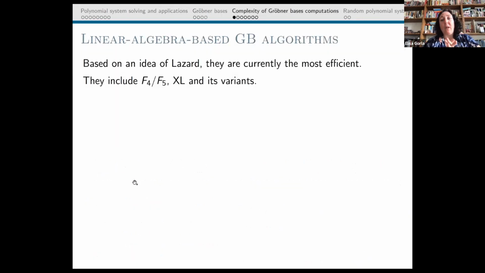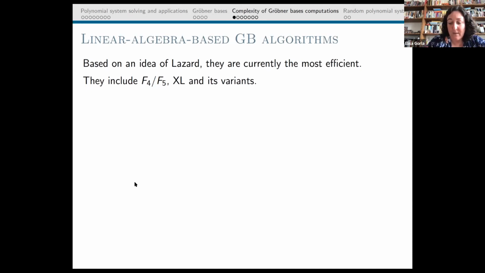Now, how do we compute a Groebner basis then? If we imagine being the attacker who wants to compute the solutions of a system, in order to have the solutions of the system, they could compute a Groebner basis. So how do we compute a Groebner basis? That's the problem at the core of the security.